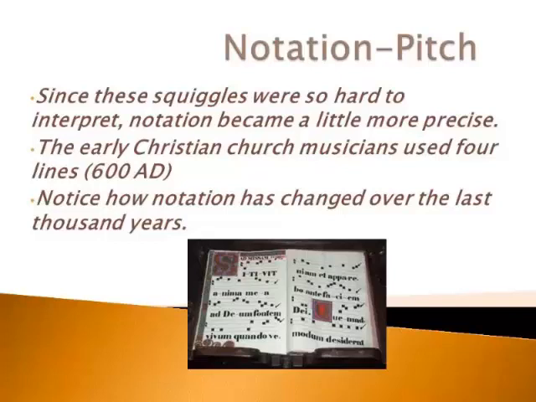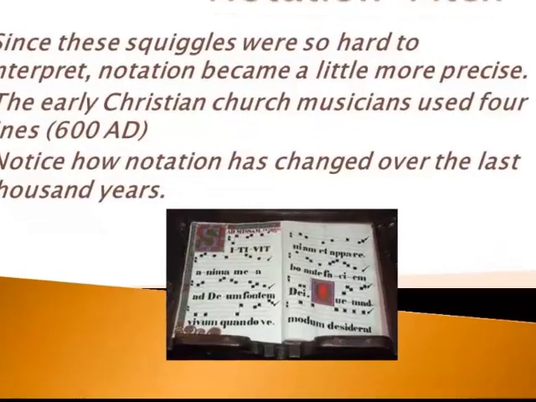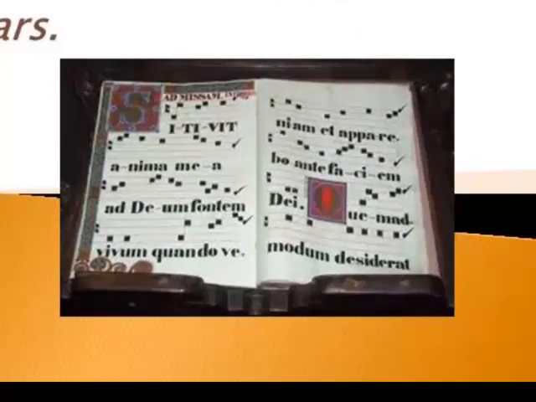Because these squiggles were so difficult to interpret, and because these squiggles were also just used as a memory aid for the oral tradition, notation became more and more important, and it became more and more precise. We're going to look at some of these slides just so you can see how notation has changed over the years.